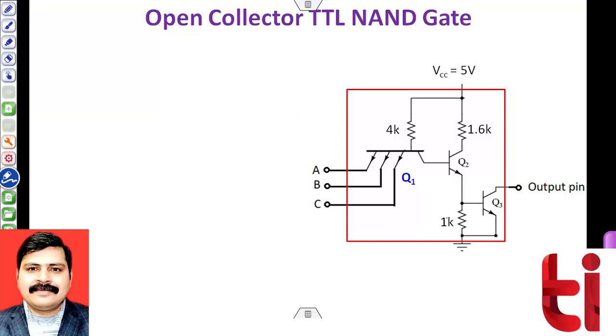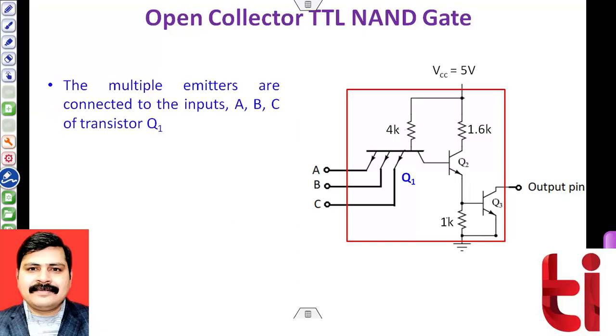Now the transistor Q2 is used to drive the transistor Q3, and we are taking the output from transistor Q3. So this is the small description of this particular circuit. In order to design NAND gate in open collector configuration, minimum 3 transistors have been required. So this is a summary.